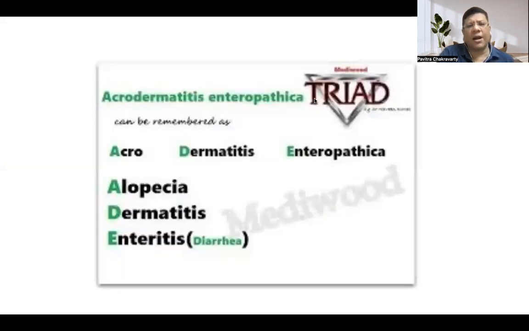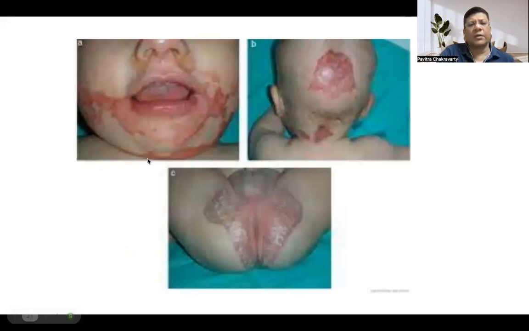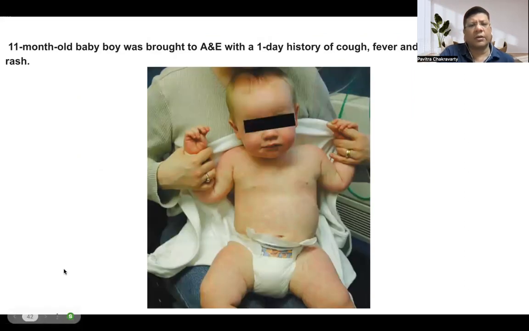So what is the triad of this condition, acrodermatitis enteropathica? Remember, acro means alopecia, dermatitis is the skin, enteropathic means diarrhea. So just remember ADE: alopecia, dermatitis, enteropathy. So they will show a picture of the scalp, the skin condition, and diarrhea. Okay, so that's the one. And you can see again around the scalp, perianal area, around the orifice. So that's the classic way.